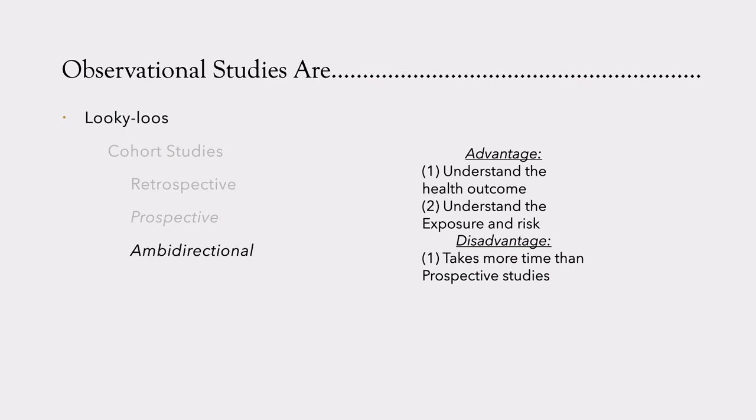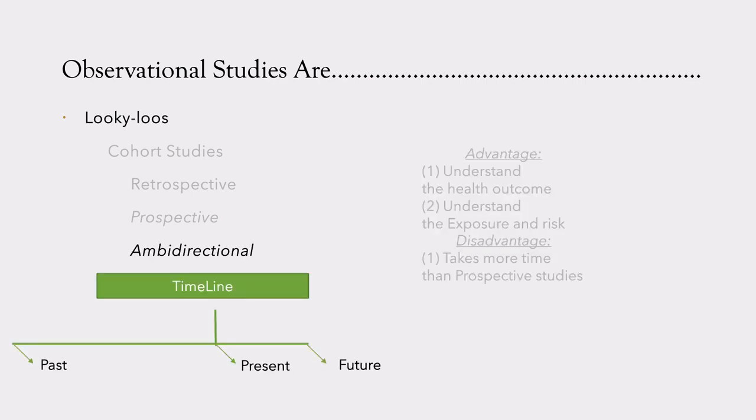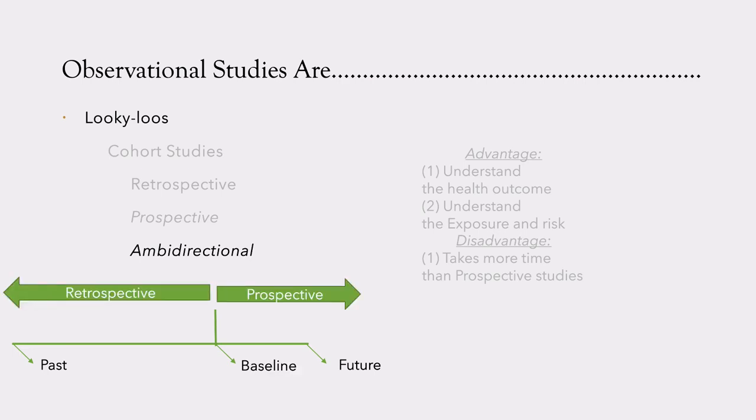These are the three types of cohort studies. Ambidirectional has an advantage that it gets the best of both worlds. However, because it gets the best of both worlds, it does take a lot longer because you're doing both of these types of studies, retrospective and prospective. Now, where's that baseline? The baseline is the present, and because it's ambidirectional, it's going in the back and it's going in the front. It's going forward and backwards.